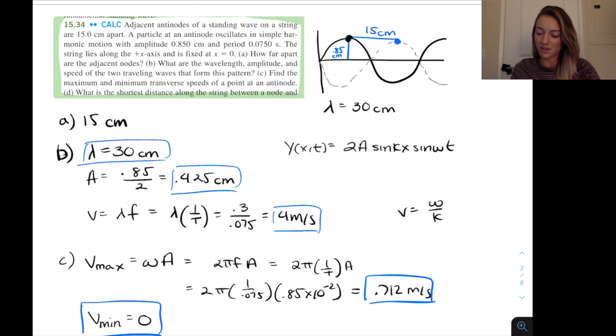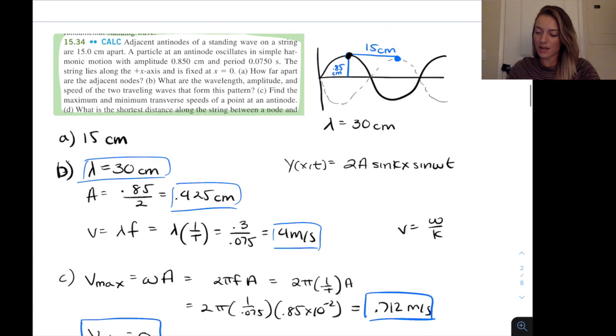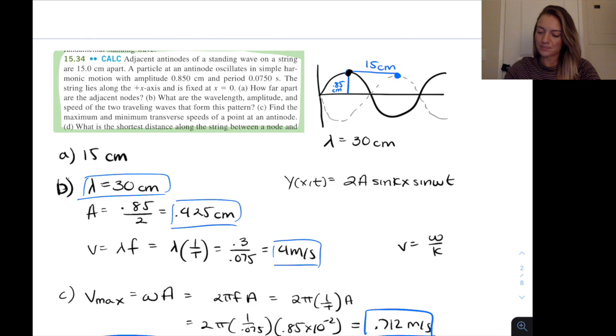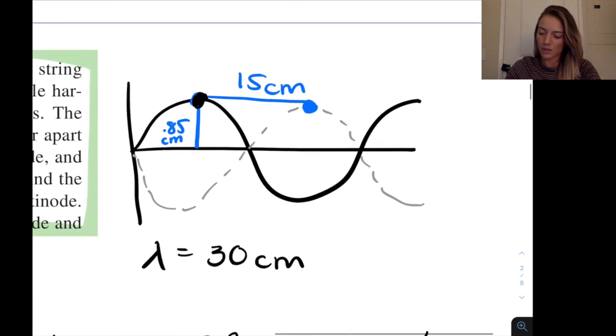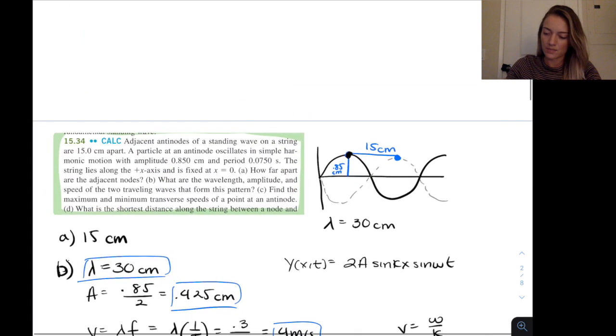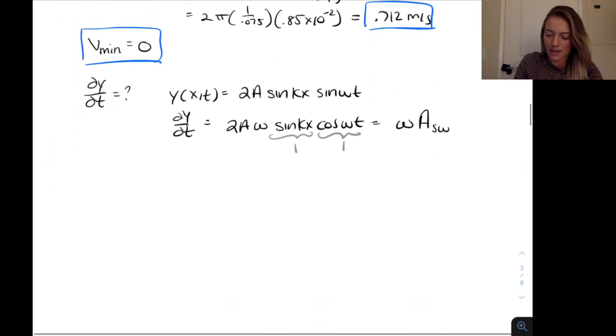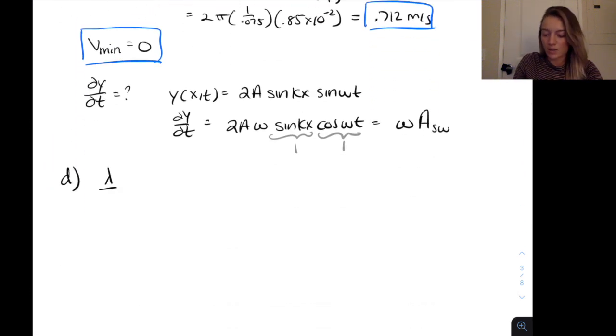For part D, what is the shortest distance along a string between a node and, it says antinode, but I cut that off by accident. Okay, so between a node and an antinode, we can just look here. Between our node and an antinode, we can see that this is going to be a quarter wavelength, because we know from a node to a node, it's half a wavelength. So from a node to an antinode, it's a quarter wavelength. So the distance is going to be lambda over 4, and that's going to be 7.5 centimeters for our 30 centimeter wavelength.